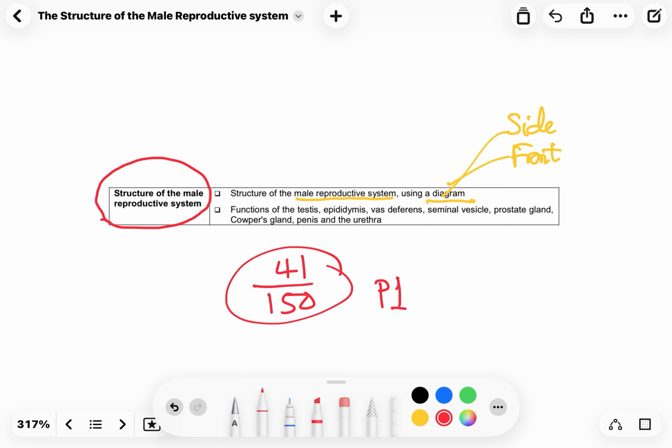Your examiner also expects you to be in a position to identify the following parts from a diagram: the testis, the epididymis, the vas deferens, the seminal vesicle, the prostate gland, the corpus gland, the penis, and the urethra. Besides identifying these parts, your examiner expects you to be in a position to provide functions for these parts.